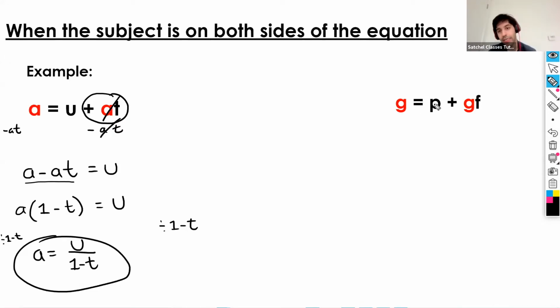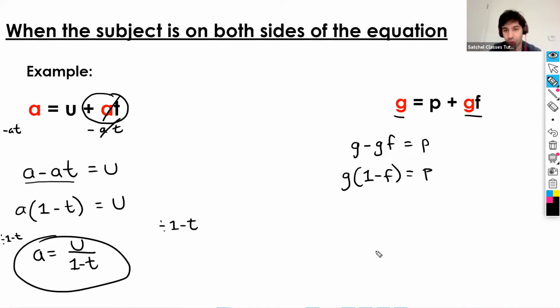Here's another example. So again, we've got G is equal to P plus GF. Once again, we have to bring the variable that we want to make the subject on one side of the equation. So this is going to be G minus GF is equal to P. Now again, we would factorize. G is the highest common factor of the two terms, so G will go on the outside. Then we will get 1 minus F is equal to P.